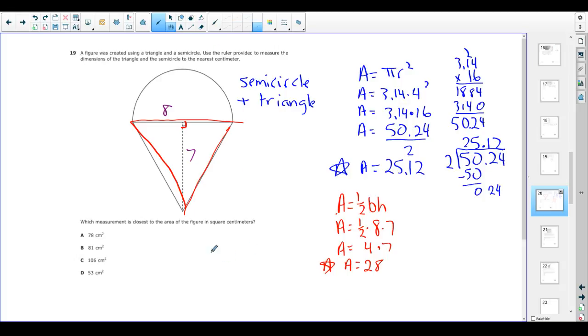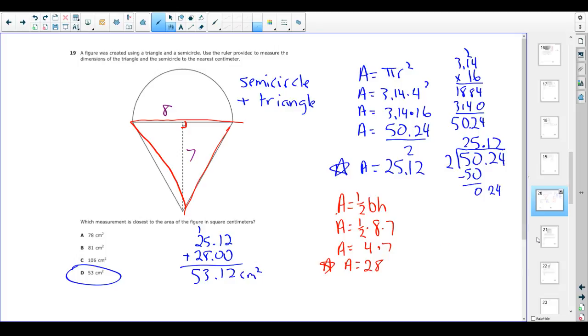So now all we have to do is just add our two answers together. 28, no, not 28, I'm sorry, 25.12 plus 28. And I guess we didn't even need the decimals here. We get 53.12, and this is centimeters squared. Answer D.